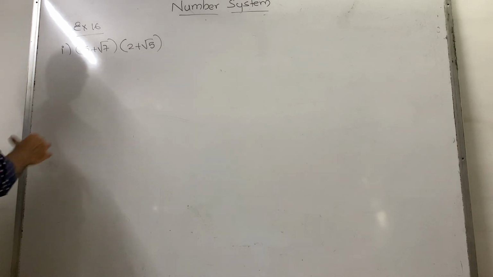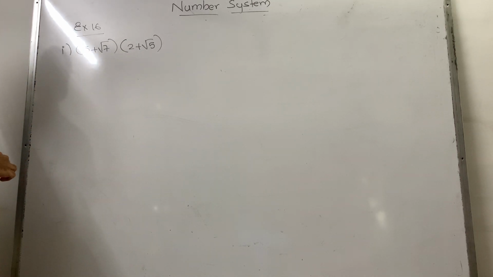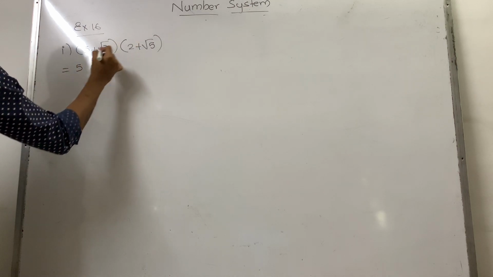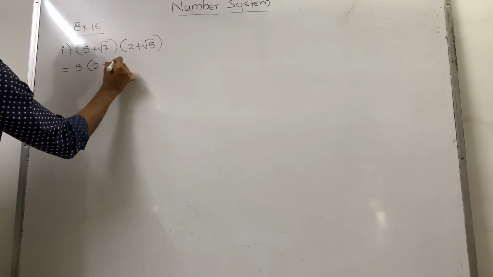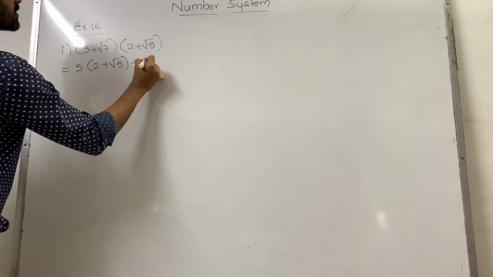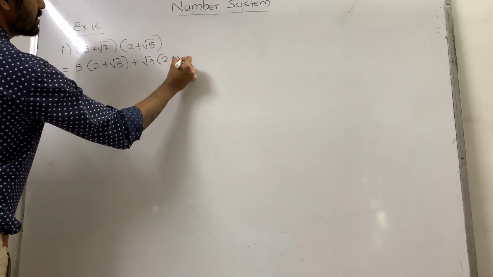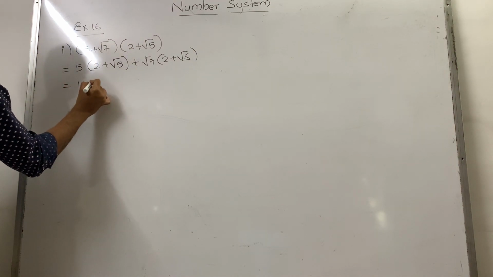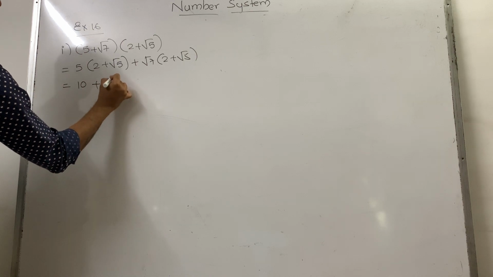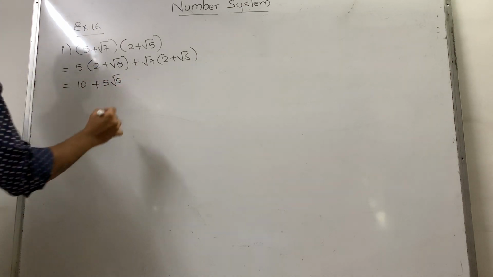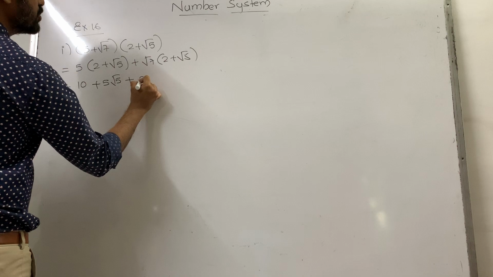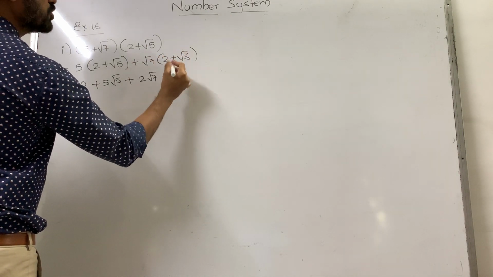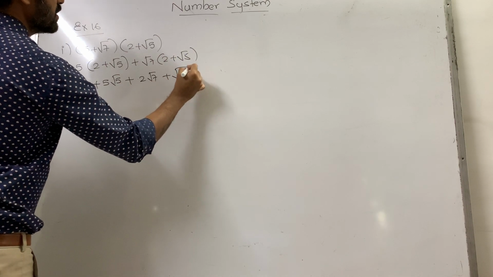So we have to simplify. We are going to multiply these 2. So let's open the bracket. First multiply 5 to this bracket, and then you will multiply root 7 to the bracket. So now when you open the bracket, 5 into 2 is 10, 5 into root 5 is 5 root 5, plus root 7 into 2 is 2 root 7, and root 7 into root 5. 7 into 5 is 35, so this will be root 35.